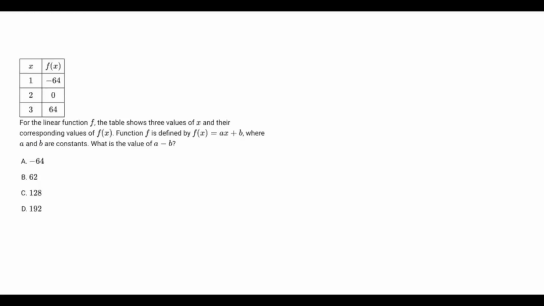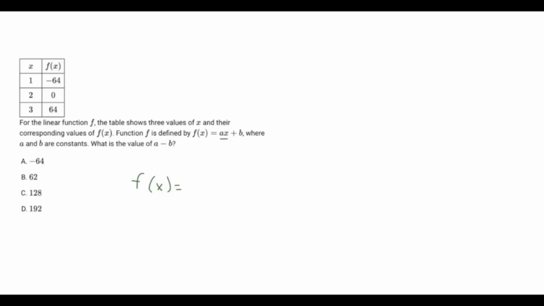It says for the linear function f, the table shows 3 values of x and their corresponding values of f of x. Function f is defined by f of x equals ax plus b, where a and b are constants. What is the value of a minus b? All right, so they give us 3 values of x. And so what we can do is actually make the function, right? Let's plot it out. So we have f of x, and so now we have to find out what the slope is. That's what the a represents because it's right in front of the x. All right, so to find that, we just want to look at the difference in between. So it's rise over run.